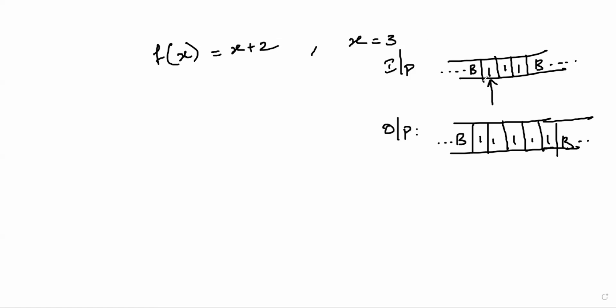So what do I have to do? You read all the symbols until you reach a blank. After reaching here, change this blank into 1. Take one more blank space, and that you can also change to 1. Then you'll get 5 ones.